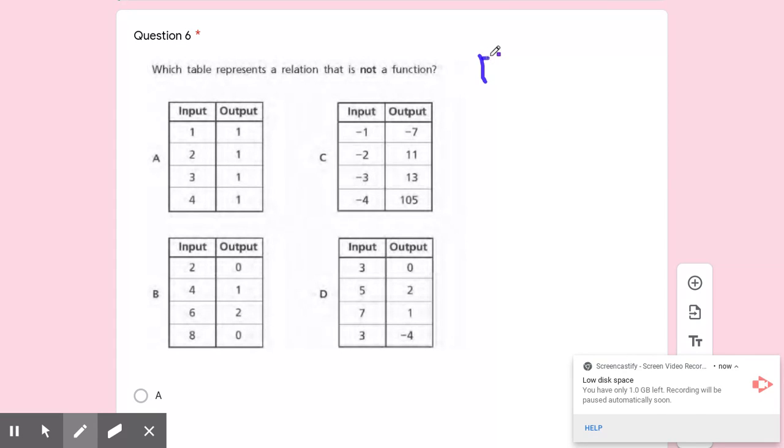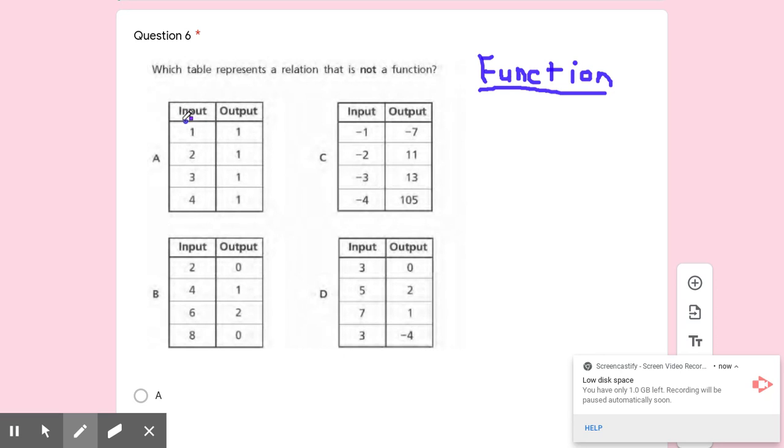So remember, a function means that for every x value, there is going to be one y value associated with it, only one y value. So that being said, you want to make sure that you know which is a function. That way you'll be able to know what's not a function. That was hint 1.